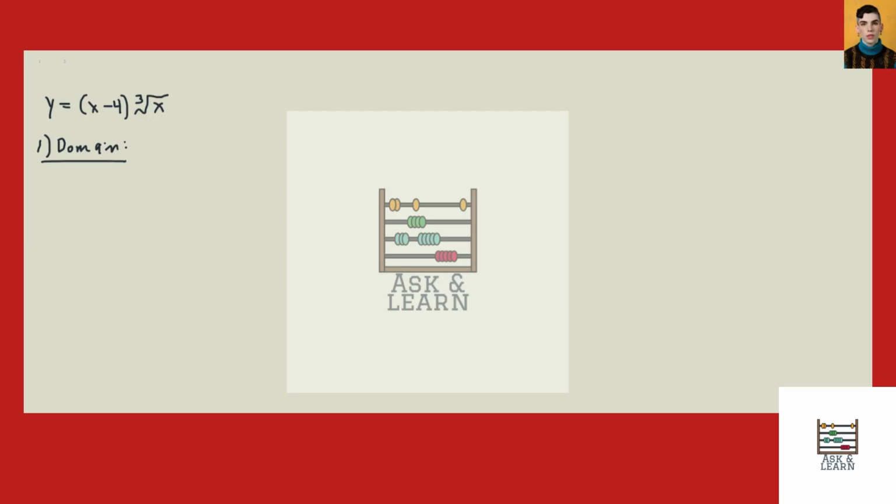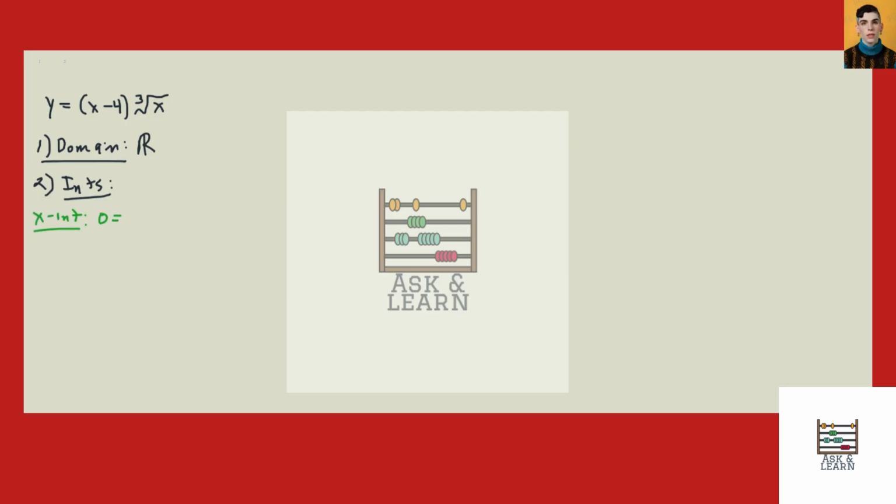Now we know x minus 4 is going to be defined for all values of x, as well as the cube root of x. So the domain here will just be all real numbers, or negative infinity to infinity. The next thing they suggest we find is our intercepts. So let's go ahead and look for the x-intercepts first. Remember, that's where our function is equal to 0.